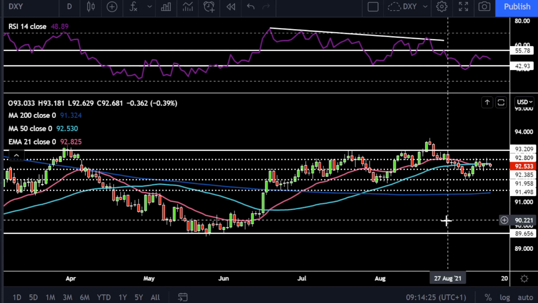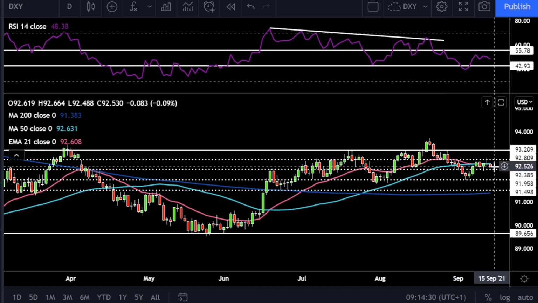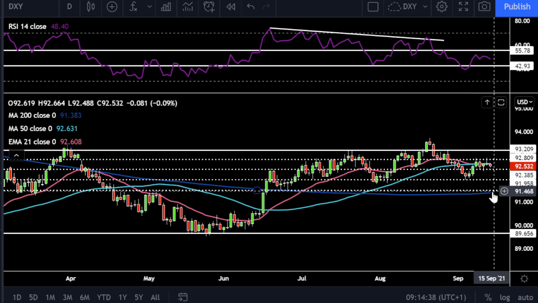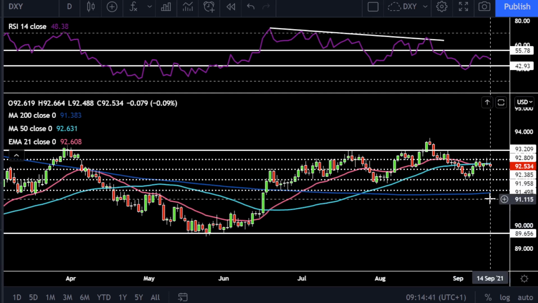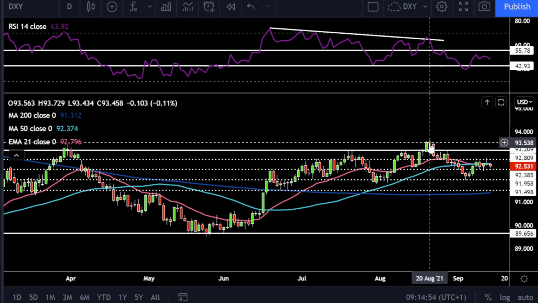In terms of levels I'd be monitoring, if price was to break through this tiny mini range support, I'd be looking down to the 92 round number, where we saw price hold in early September. Below there, you've got the 91.5 level, which is where the 200-day simple moving average is. And above, if we were to see a strong inflation number and a hawkish repricing, we could see the dollar charge up to that 93.2 level and even take a shot at the 20th of August high at 93.72.